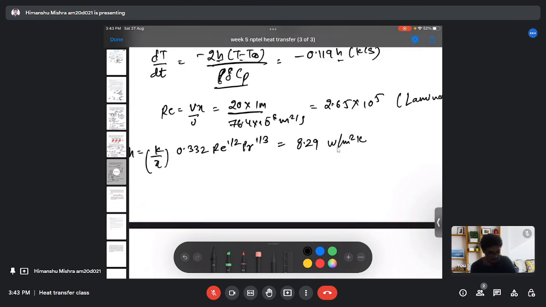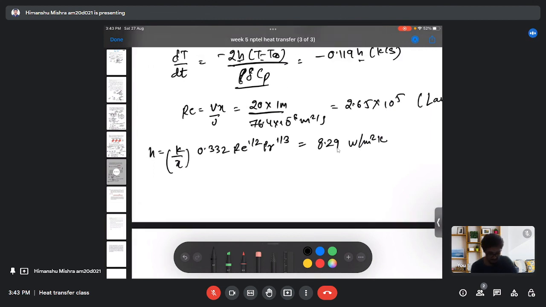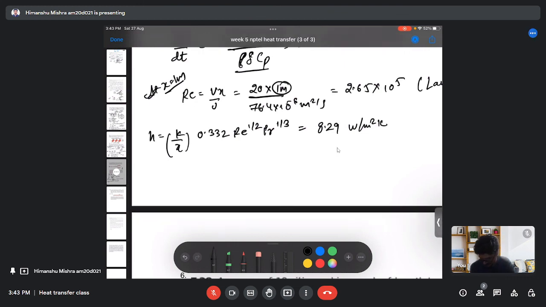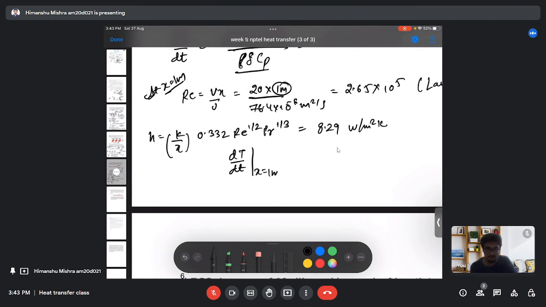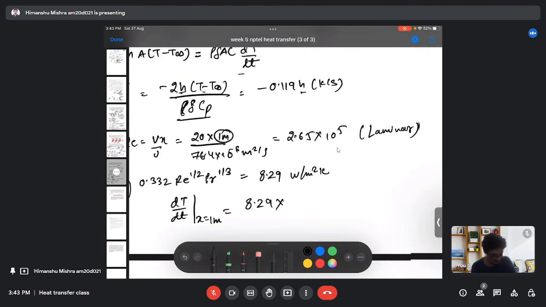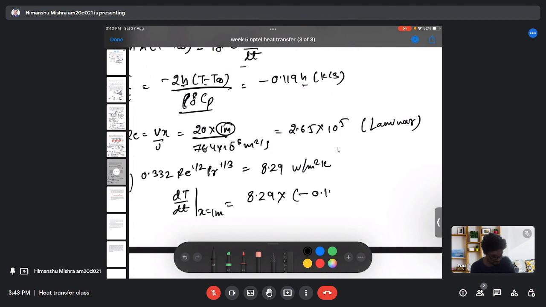Here I calculated the Reynolds number at x equal to 1 meter. This is my 1 meter. So I can find the variation of temperature with time at x equal to 1 meter, which equals 8.29 multiplied by 0.199. So this is the variation of temperature with time at x equals 1 meter.